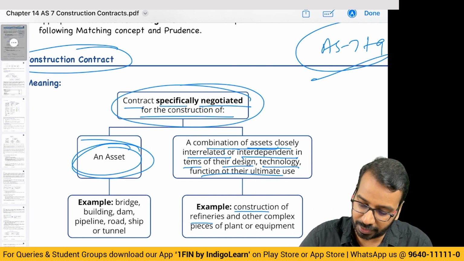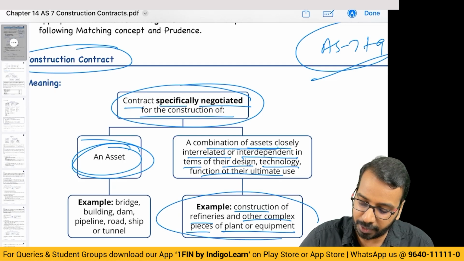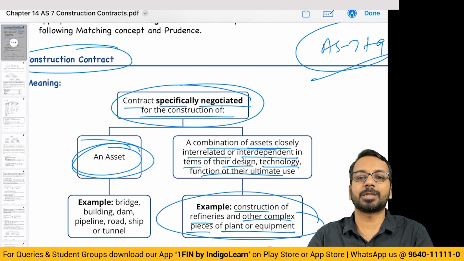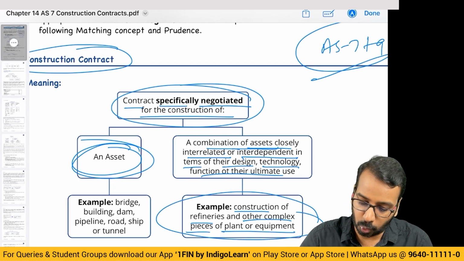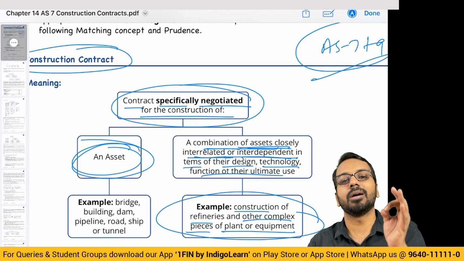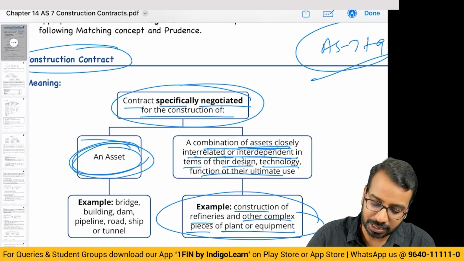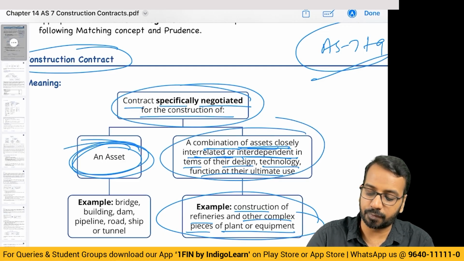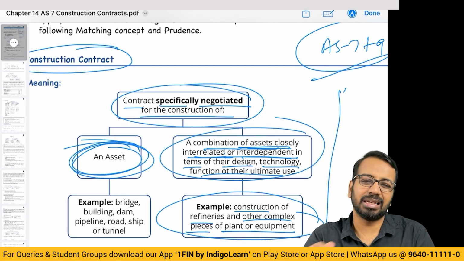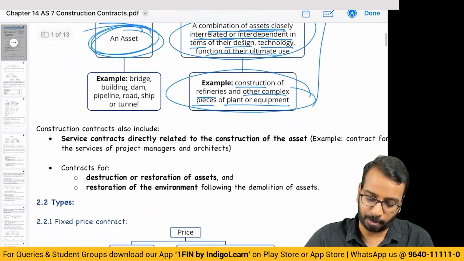So construction of refineries or other complex pieces of land and equipment where there are multiple aspects coming together. So a combination of assets closely interrelated or interdependent, that is called a combination. That is also called a construction contract. So one is a single asset. It could be a combination of assets. This is more for your understanding, nothing to do with the examination.